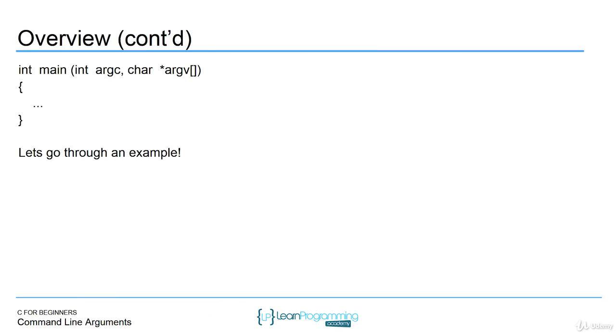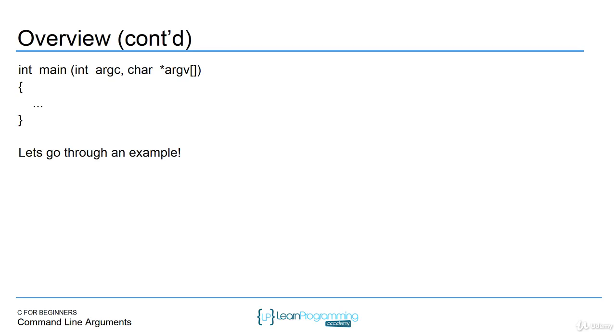So here's an example. This is the main function, and it has two arguments, or two parameters, really. We'll talk about the difference between parameters and arguments as well. But you see it says int argc and then char, and there's a star asterisk argv. Again, don't worry about that.